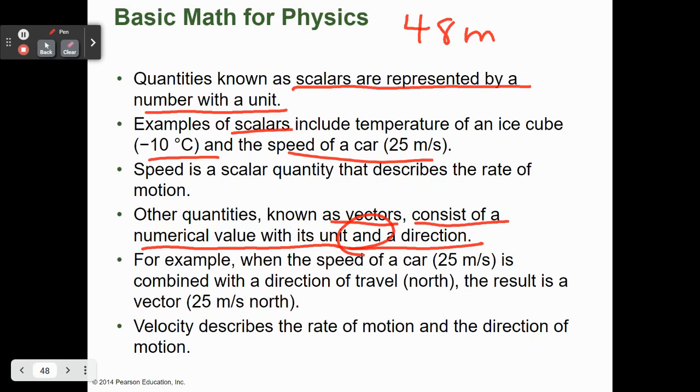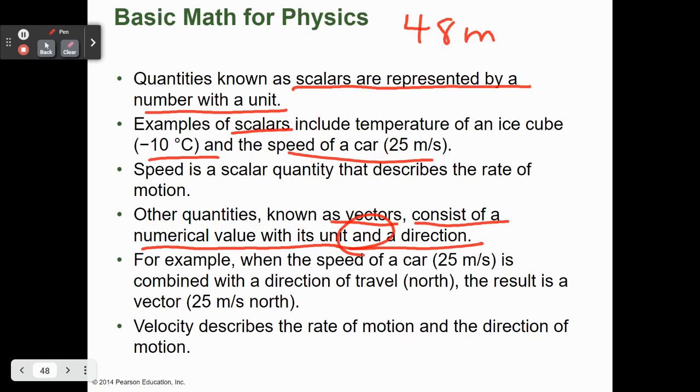So that's a scalar quantity. But if I'm saying I'm going north on I-65 at 65 miles per hour, what does that tell me? You know which direction on 65 I'm going. I'm traveling north. Okay? So that is a vector quantity because it tells me the direction in which I'm going.